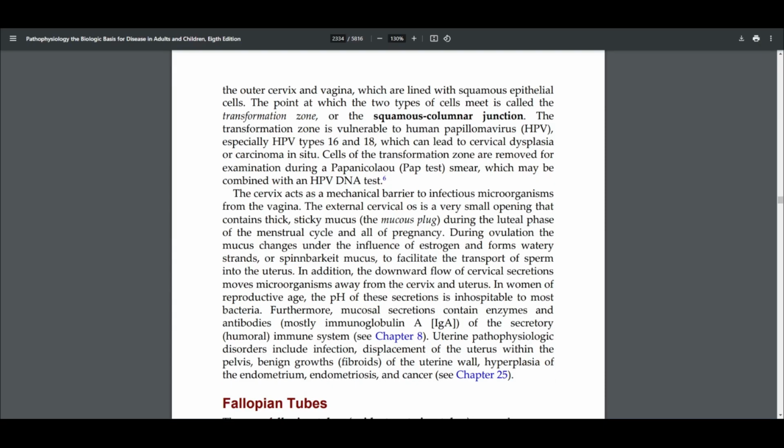The transformation zone is vulnerable to the human papillomavirus, especially HPV types 16 and 18, which can lead to cervical dysplasias or carcinoma in situ. Cells of the transformation zone are removed for examination during the Papanicolaou, or Pap smear test, which may be combined with an HPV DNA test.